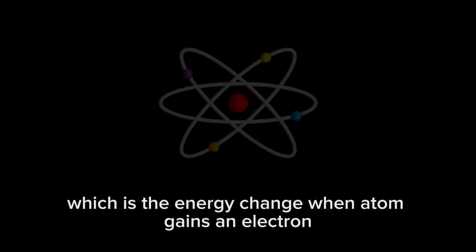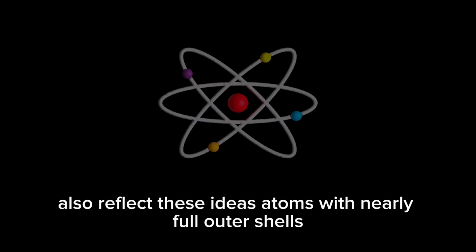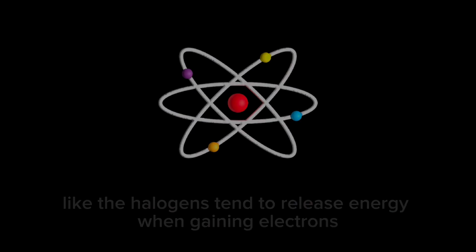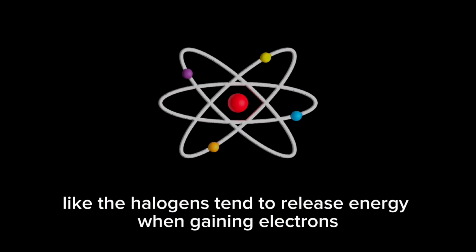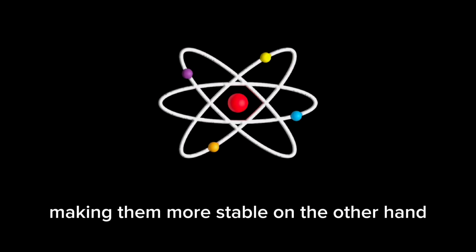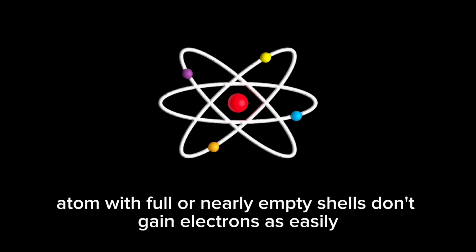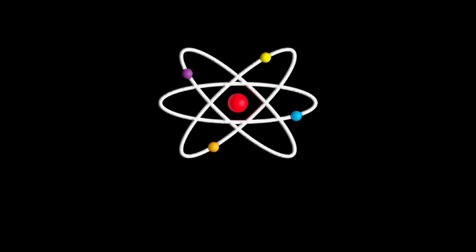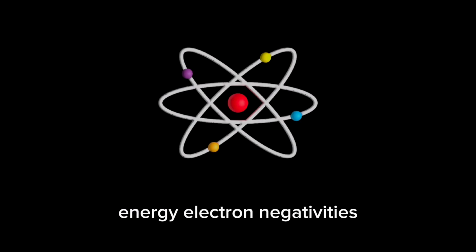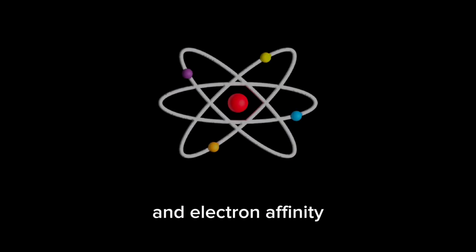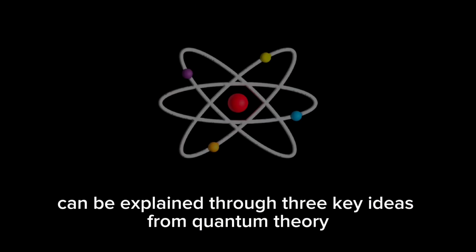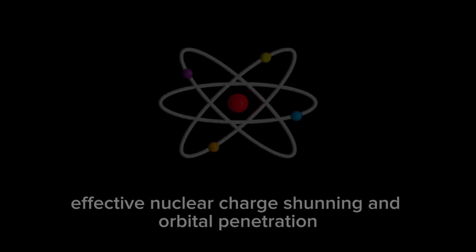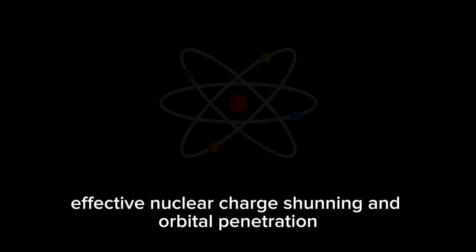Electron affinity, which is the energy change when an atom gains an electron, also reflects these ideas. Atoms with nearly full outer shells, like the halogens, tend to release energy when gaining an electron, making them more stable. On the other hand, atoms with full or nearly empty shells don't gain electrons as easily. All these periodic trends, atomic radius, ionization energy, electronegativity, and electron affinity, can be explained through 3 key ideas from quantum theory: effective nuclear charge, shielding, and orbital penetration.